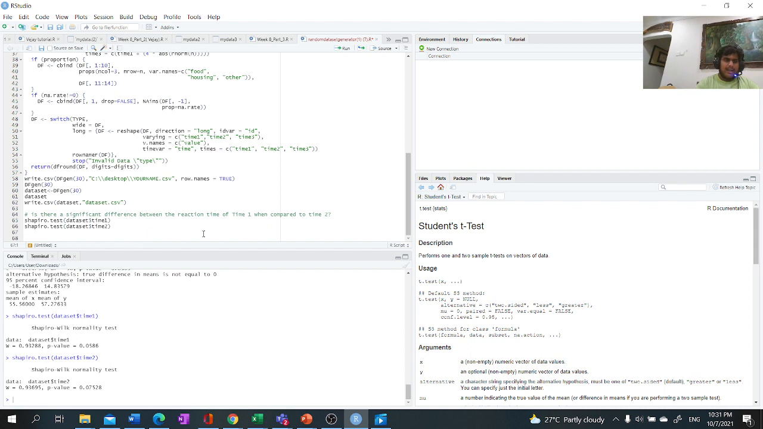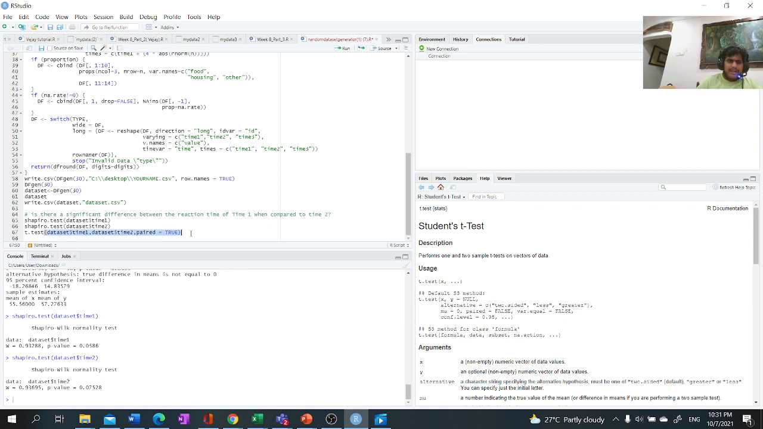So we have to call the t-test like this, and then we have to put dataset$time1, comma, dataset$time2, as well as paired equals TRUE.